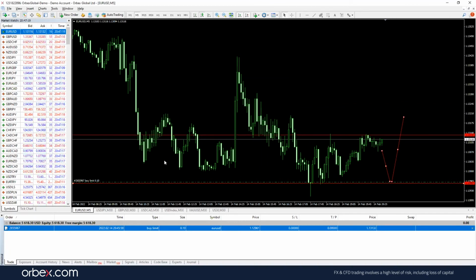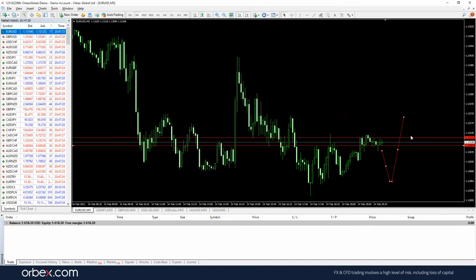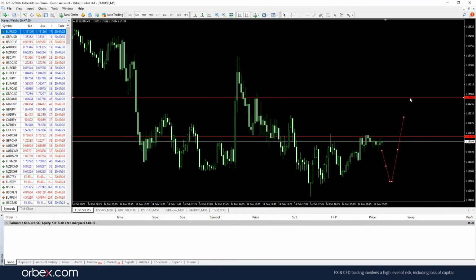Now let's just take a quick look at the opposite direction. So we'll close that. So now we've got a sell limit. A sell limit is exactly the opposite. We place the limit above the market price. And now I'm thinking it's going to go to roughly about this level.